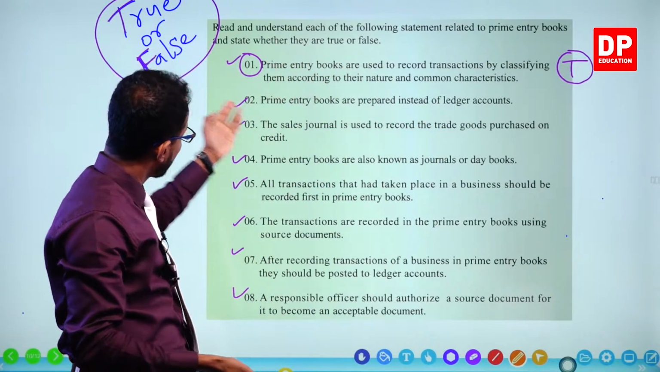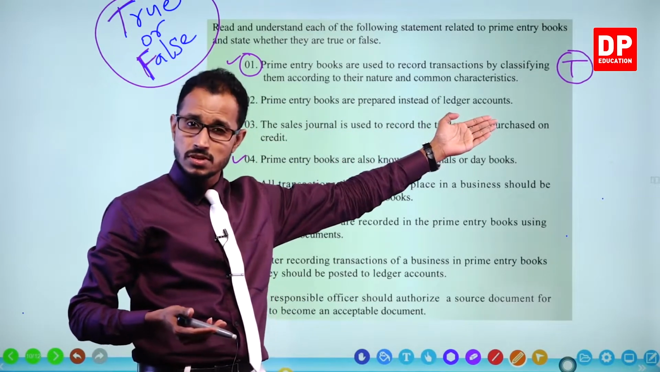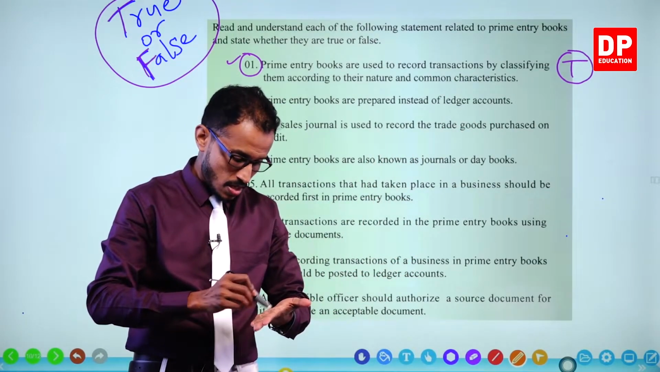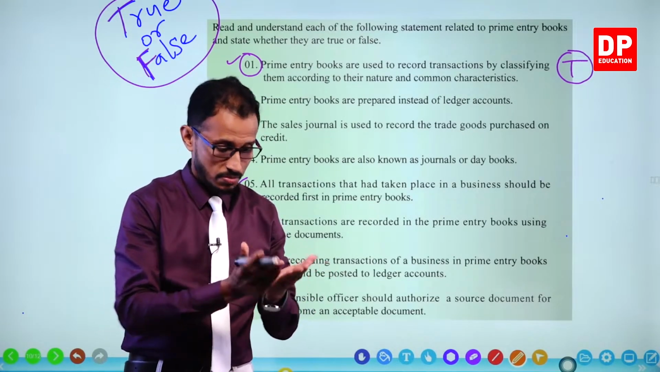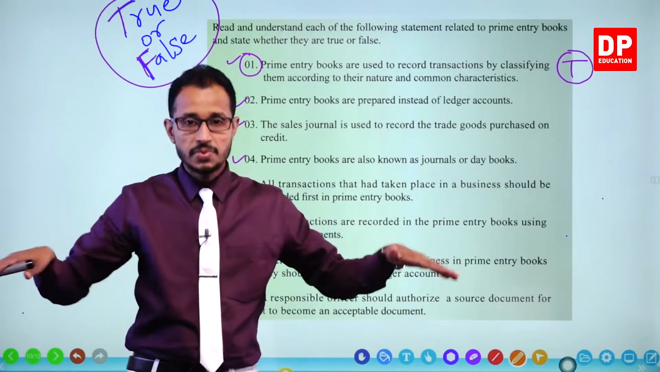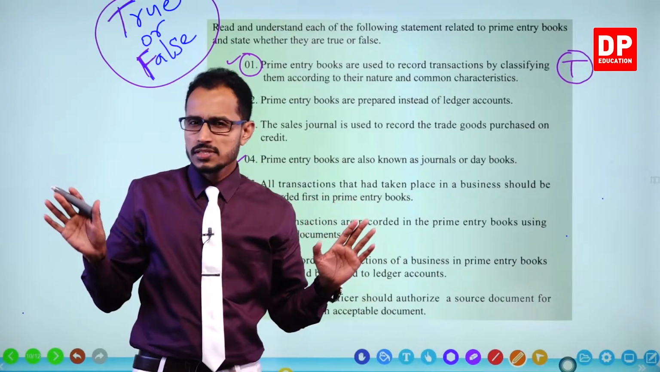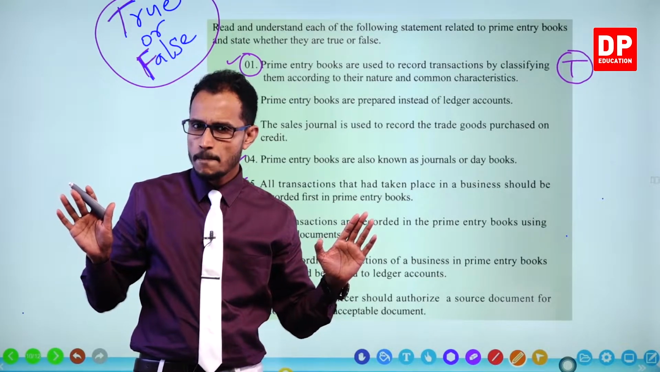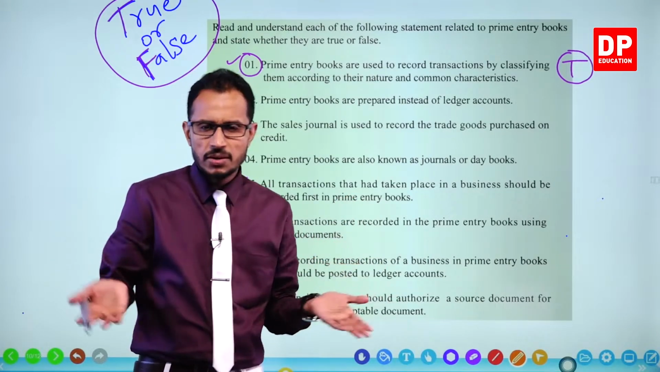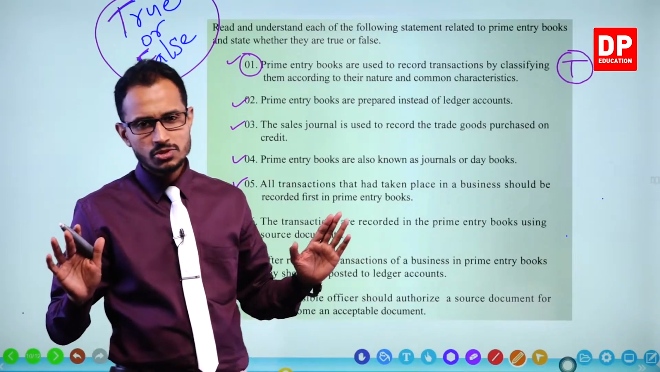Prime entry books are prepared instead of ledger accounts. Now we prepare prime entry books in a business, and we keep the different prime entry books separately to record different transactions, and that's it. We don't record the transactions in the ledger. No ledger, due to having prime entry books. Because we are having prime entry books, don't we prepare ledger accounts?